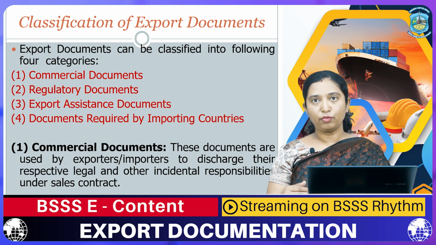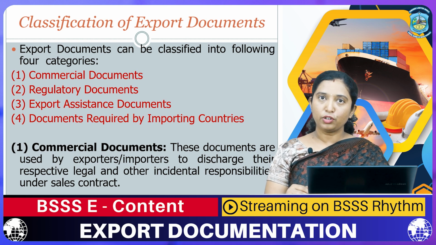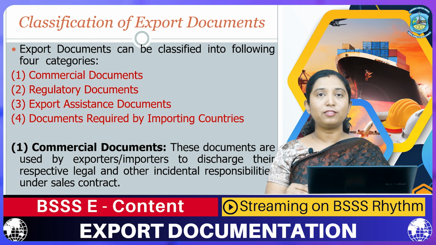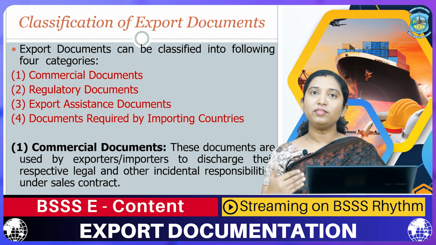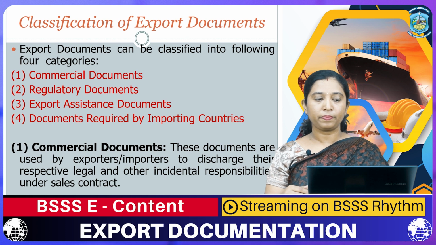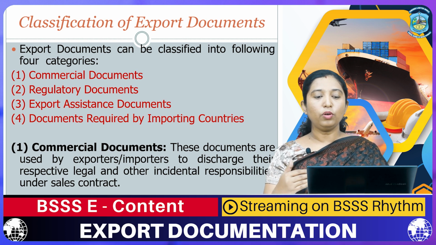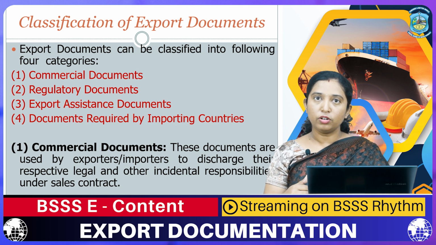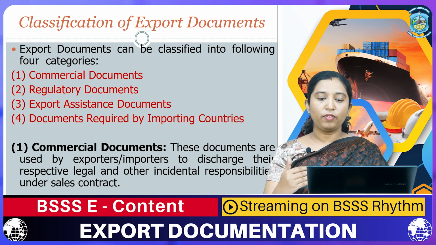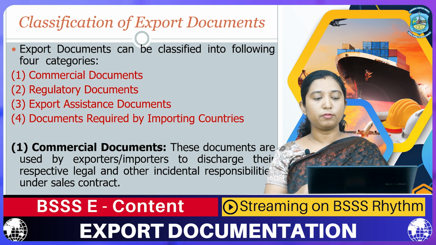Export documents are classified into four categories: commercial documents, regulatory documents, export assistance documents, and documents required by the importing country. Export documents are those documents used by the exporters to discharge their respective legal and other incidental responsibilities under the sales contract.